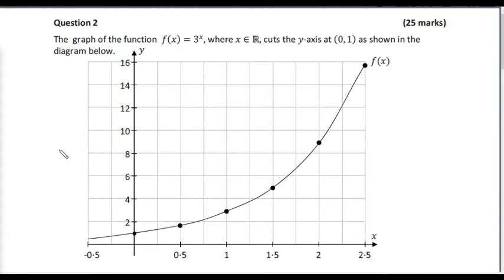Leaving Cert Higher Level 2019, Paper 1, Question 2. So this one says the graph of the function f of x equals 3 to the power of x, where x is a real number, cuts the y-axis at (0, 1), as shown in the diagram below. Alright, so here's the graph of it between minus 0.5 and plus 2.5 on the x-axis.